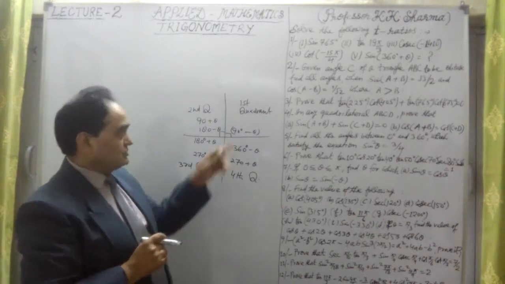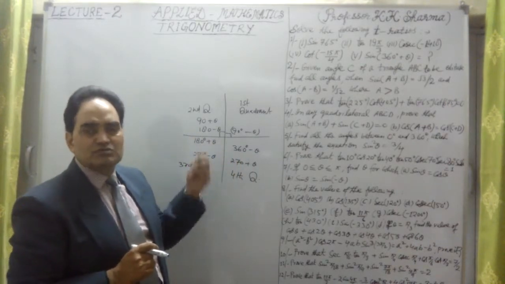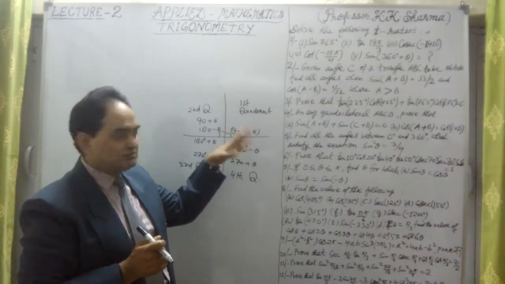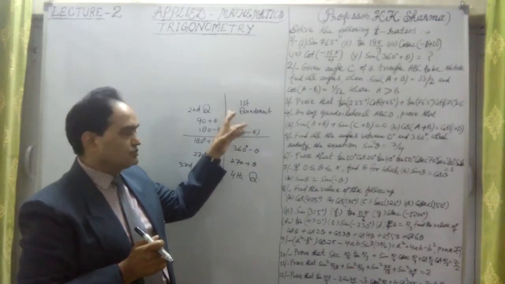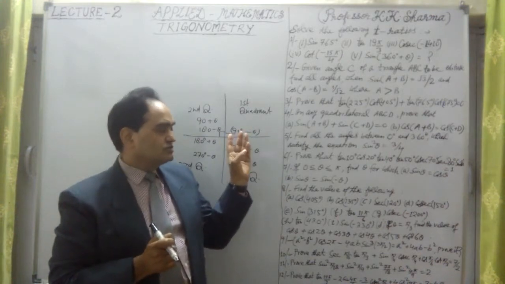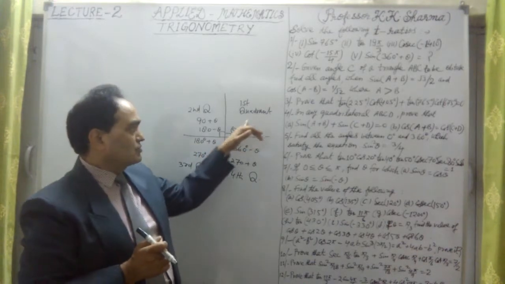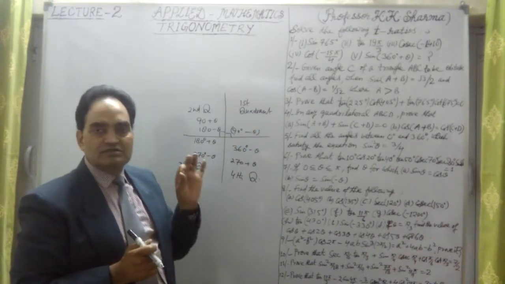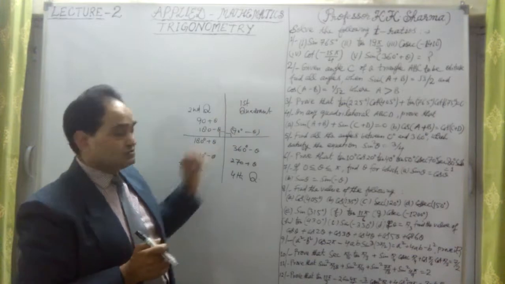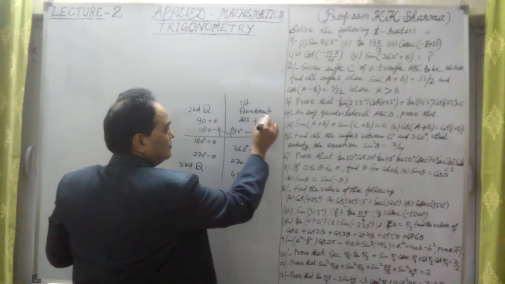Now, so far as trigonometric ratios are concerned, which are positive and which are negative: in the first quadrant, all trigonometric ratios are positive. Sin 90 minus theta is positive, cos 90 minus theta is positive, and all 6 trigonometric ratios, sin, cos, tan, secant, cosecant, and cotangent, that is sin theta, cos theta, tan theta, cosec theta, sec theta, cot theta, are positive. So here all are positive.